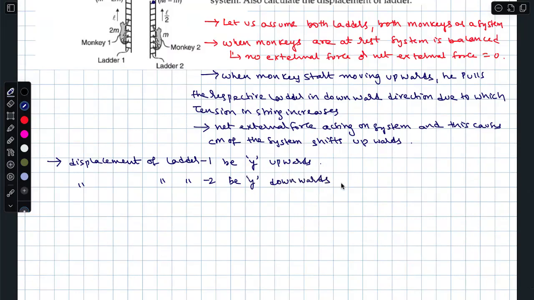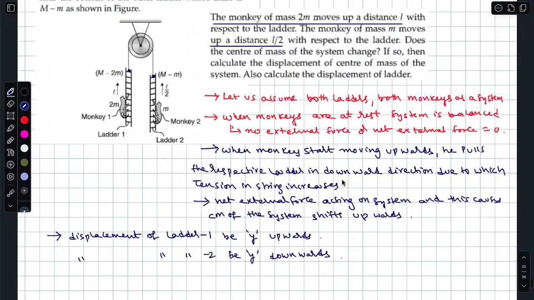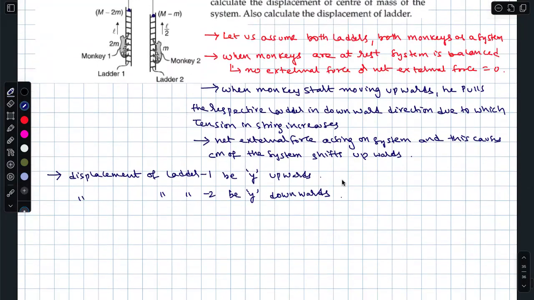Now tell me please, have you followed this? Am I running fast? Am I dealing point-wise? Right. Because this is a difficult question. You should spend some time on this. During the same time, I will write here, both the ladders are connected by the same string.